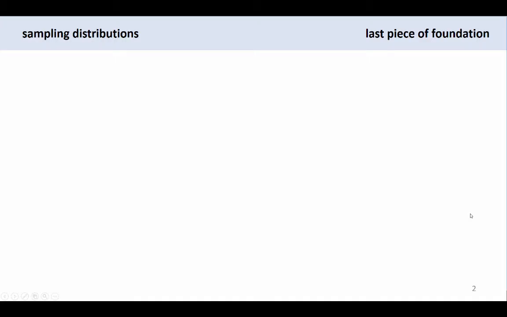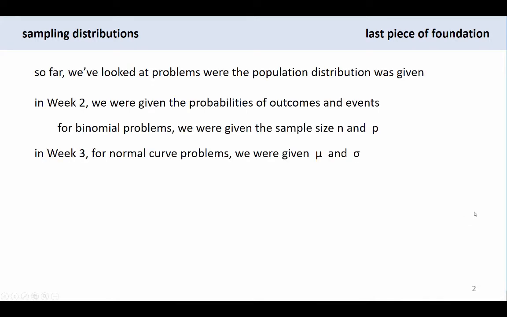We're going to be working with sampling distributions, which really are the last piece of our foundation. So far, we've looked at problems where the facts about the population, including all the important things we need to do calculations, were given. So in week 2, we were given probabilities of outcomes and events. For the binomial problems, we were given the sample size and the population proportion p. Week 3, for normal curve problems, we were given the mean mu and the standard deviation sigma.